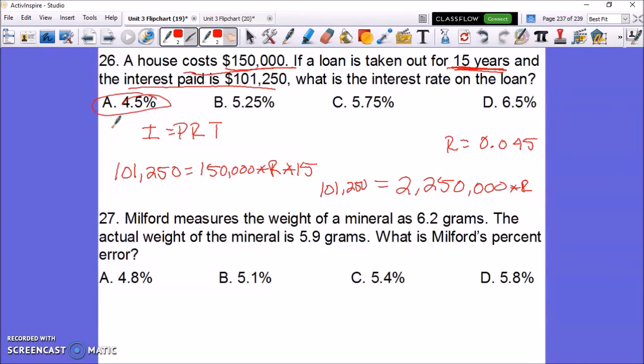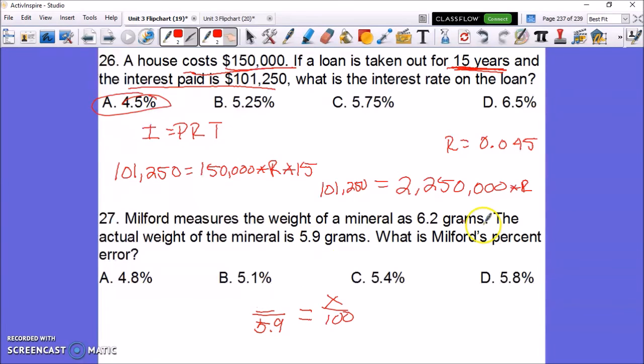27. Milford measures the weight of a mineral as 6.2 grams. The actual weight of the mineral is 5.9 grams. What is Milford's percent error? So we know that the actual goes on the bottom, the difference goes on the top, and then equals x over 100. Let's go ahead and put x over 100. And the actual weight is 5.9.